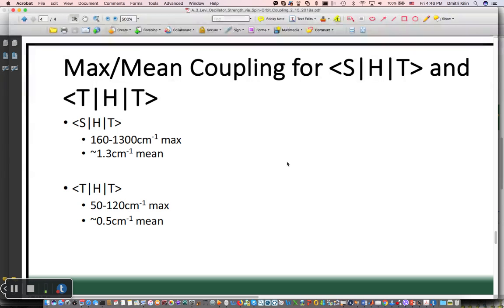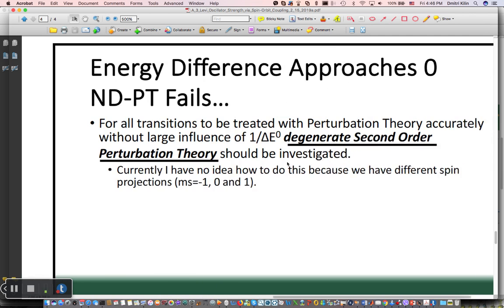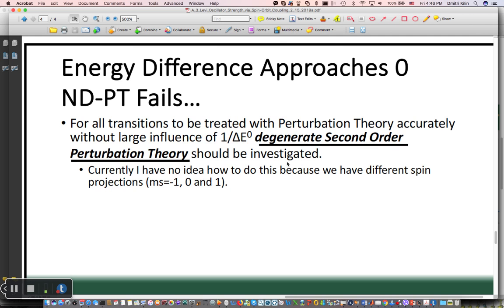And through this, we can't really apply non-degenerate perturbation theory on higher triplet states, which to me is not that big a deal, because the real reason why we're doing this is to look at emission, and emission really only matters about the lowest triplet state. But we might want to come up with a way to do degenerate second-order perturbation theory for the spin-orbit coupling using the spin-orbit coupling matrix elements, and that could also be something interesting to study.